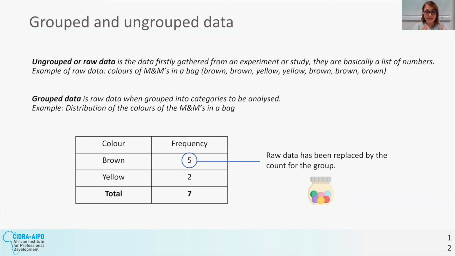Then when we group this data to be analyzed, what we do is actually creating the distribution of the colors of M&Ms in a bag. So we are replacing the raw data with the count of all the M&Ms of the same color in the bag that we are analyzing. So in this case, we have 5 brown M&Ms and 2 yellow M&Ms in our bag of 7 M&Ms in total.